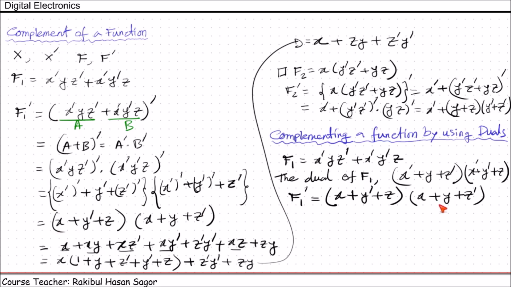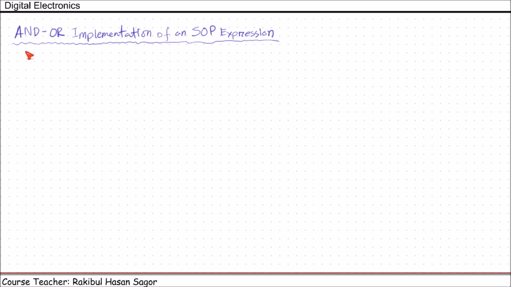I hope this method is quite easier. You can find the complement of this function by taking the dual by yourself. You will get the same result that we obtained here. Let me tell you the procedure again. First of all, you take the dual of the original function and take the complement of each variable. That will give you the complement of that function. That's all. Now we will see AND-OR implementation of an SOP expression.